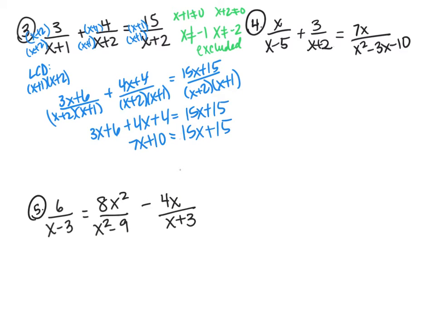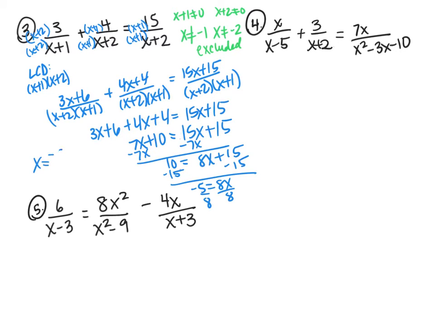I'm going to solve for x here, so I'm going to move that 7x to the other side. So I'm going to get 10 equals 8x plus 15. Move that 15, and then finally divide by 8. So what I think is the answer, I think that x is going to equal negative 5 over 8. As long as I check against my excluded values here, and indeed it is not one of those two excluded, so that is my solution.